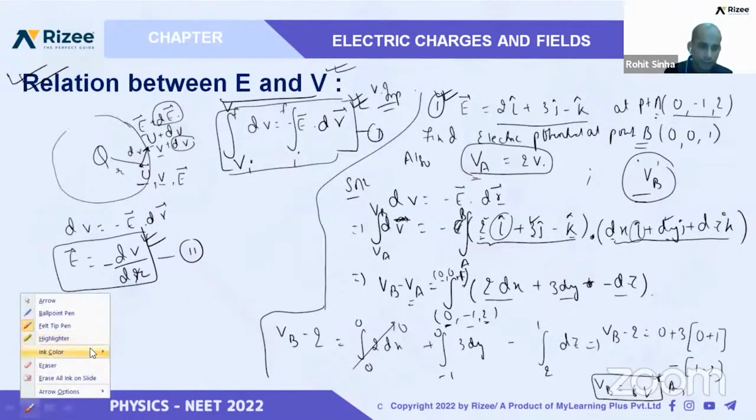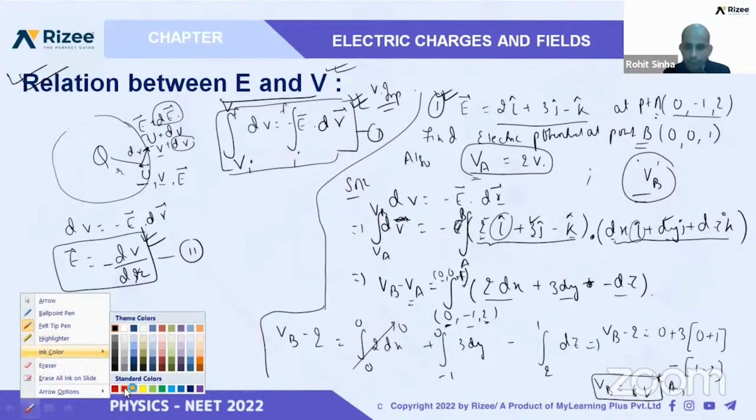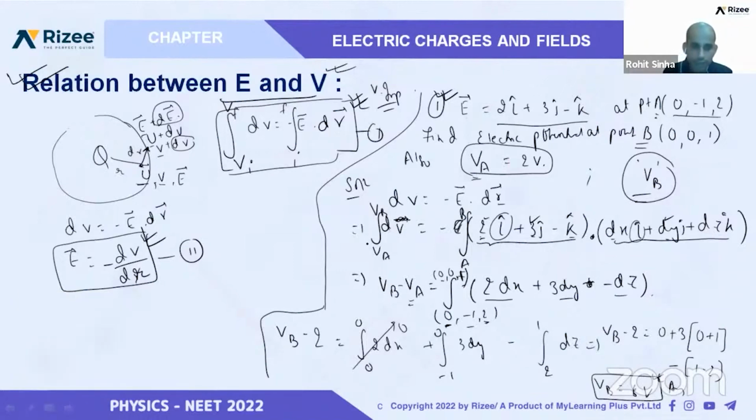I think just one minute, let me change the color of the pen. Now, let me check it. Now, what is happening here? Yes, negative sign here. Negative sign here, and here positive sign.